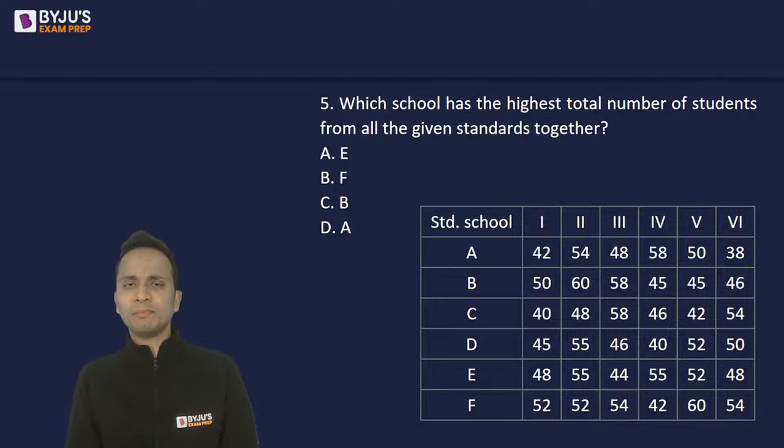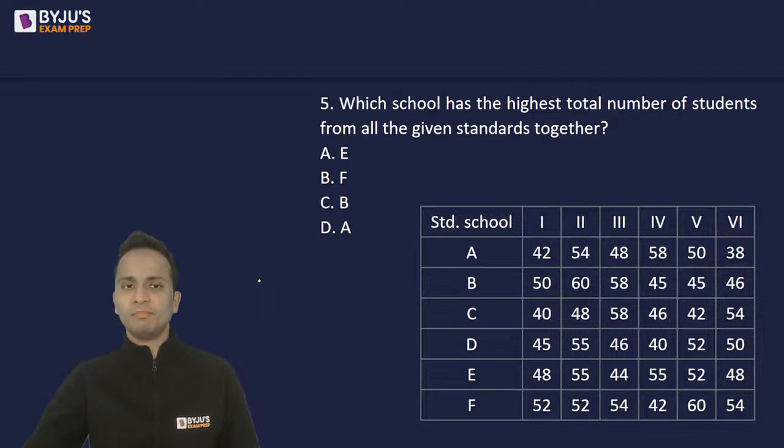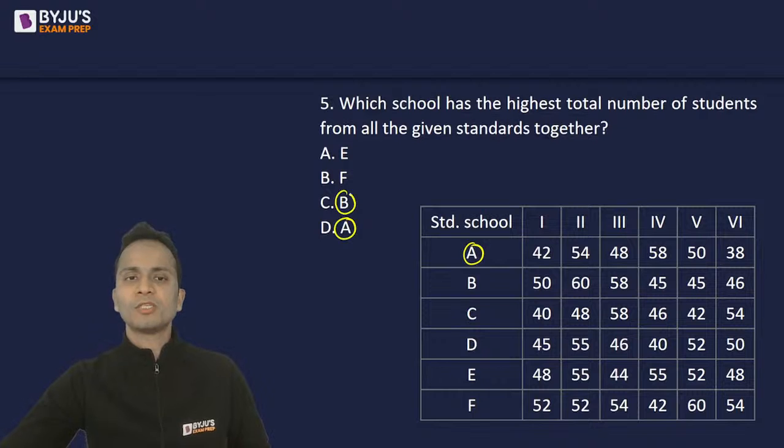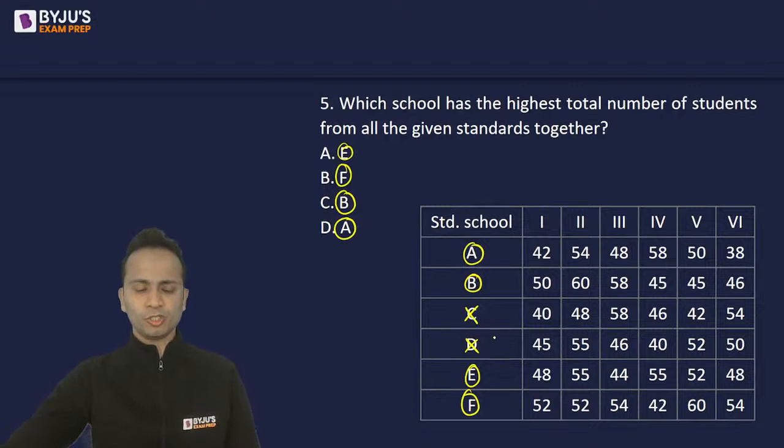Now, such questions are simple but time consuming. We don't have any other way. We just have to add the number of students to find out the answer. Now, what you can do is you can save a little time by not checking all these numbers. Just look at the options. In the options, they have school A, school B, school E and F. So just calculate the total number of students for these 4 schools only. That's it. No need to look for C or D because it is not among the options. Option में है ही नहीं, तो मुझे check नहीं करना, right?